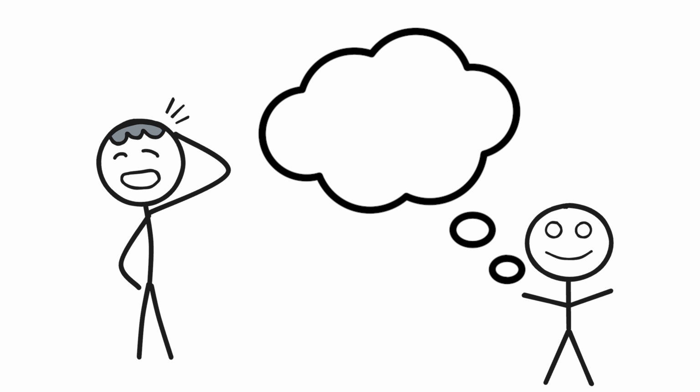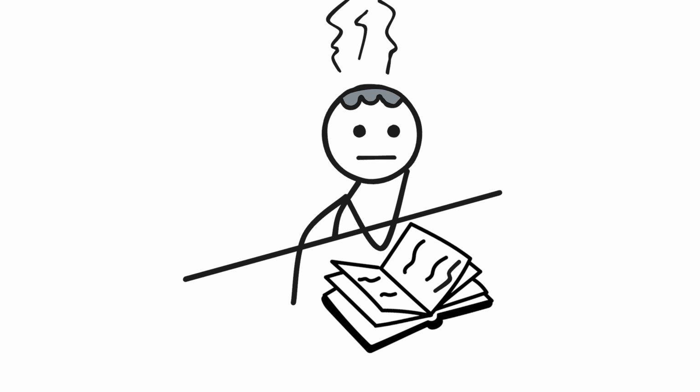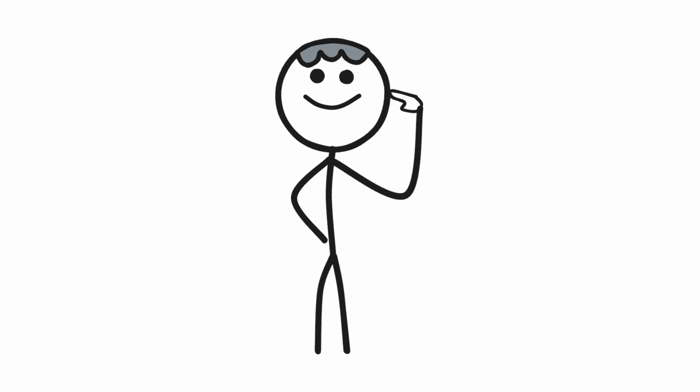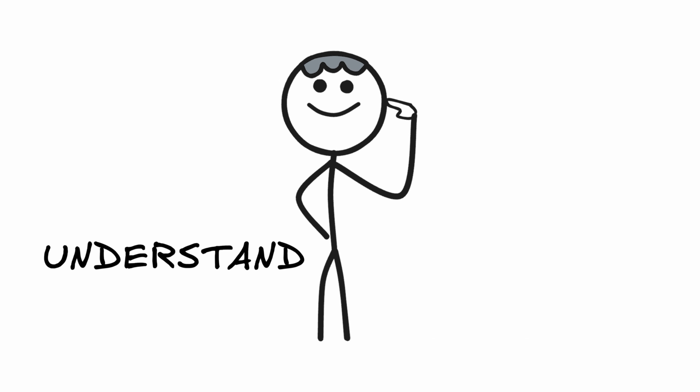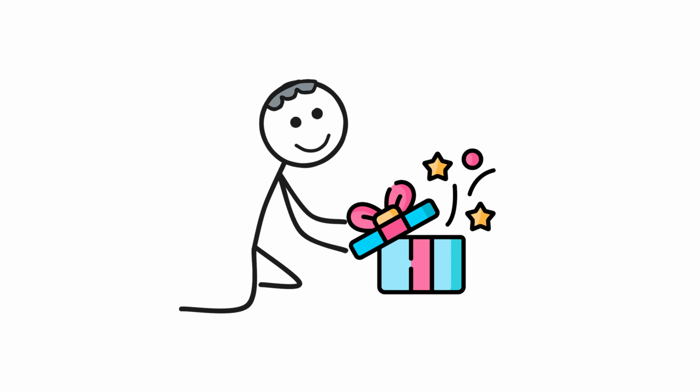Facepalm. I realized I didn't really understand it. I just memorized fancy words. That embarrassing moment led me to the Feynman Technique, a method that not only helped me finally understand tricky concepts, but also made me look smarter without trying to sound smart. Let's unpack this genius technique step by step.